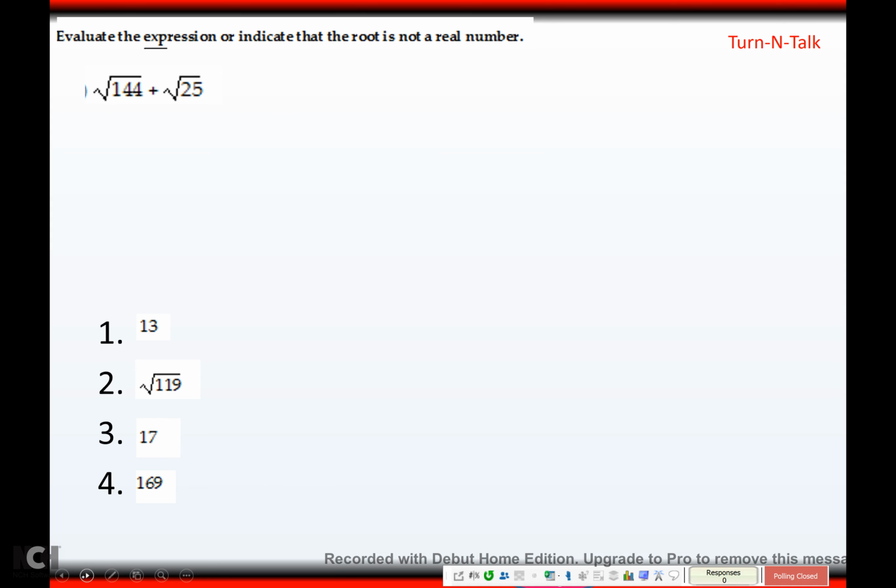Okay, do this one, hit pause, come back when you're ready. And hopefully you got 17. You can't add them first, you got to do them separate. So I got to do this radical, which is 12, this radical, which is 5, then I can add and I get 17.